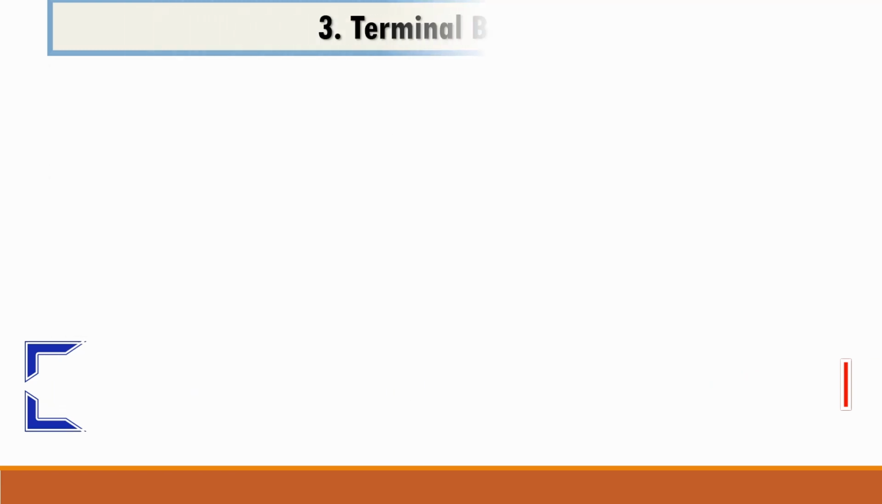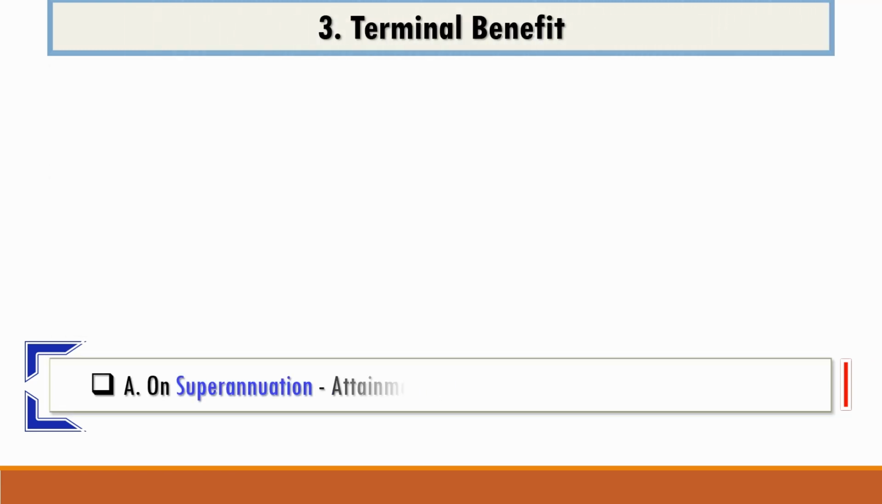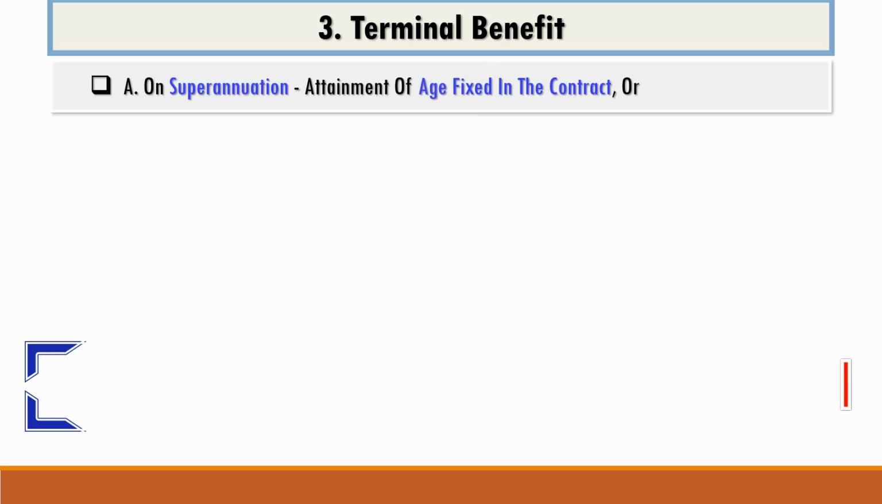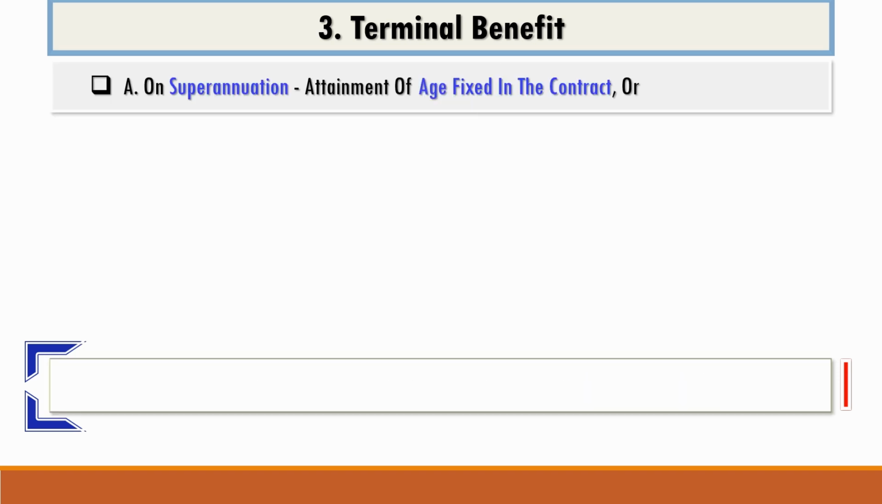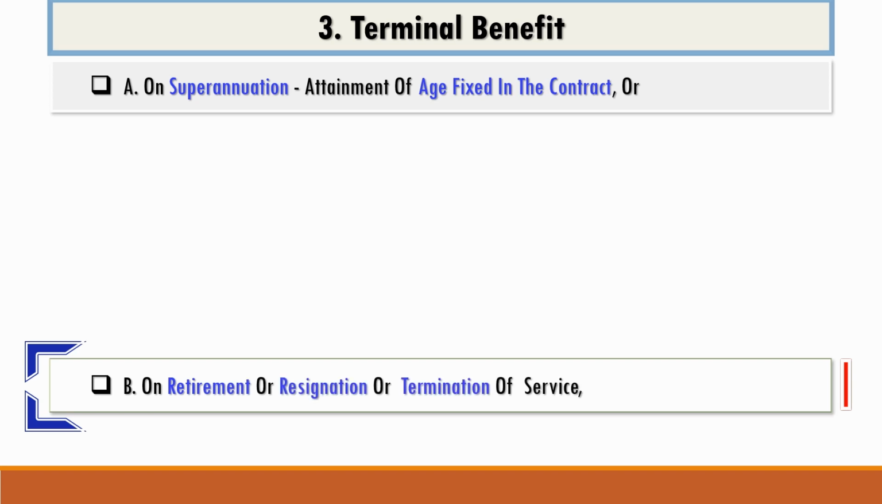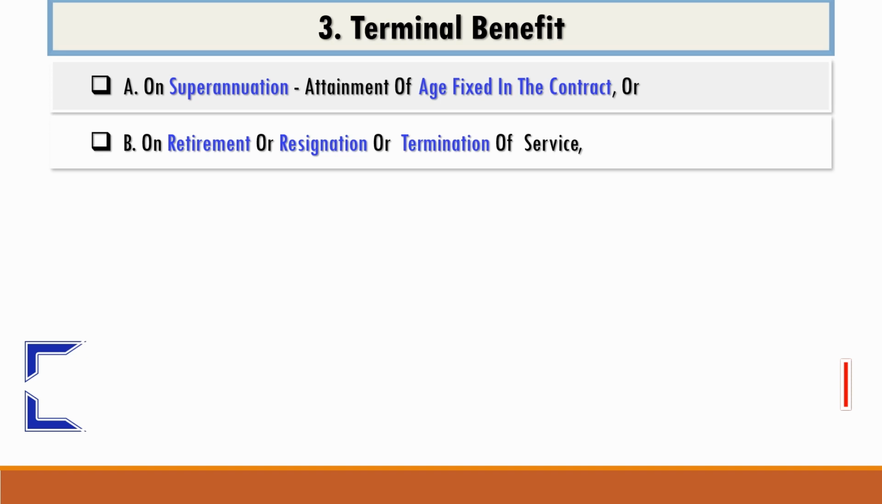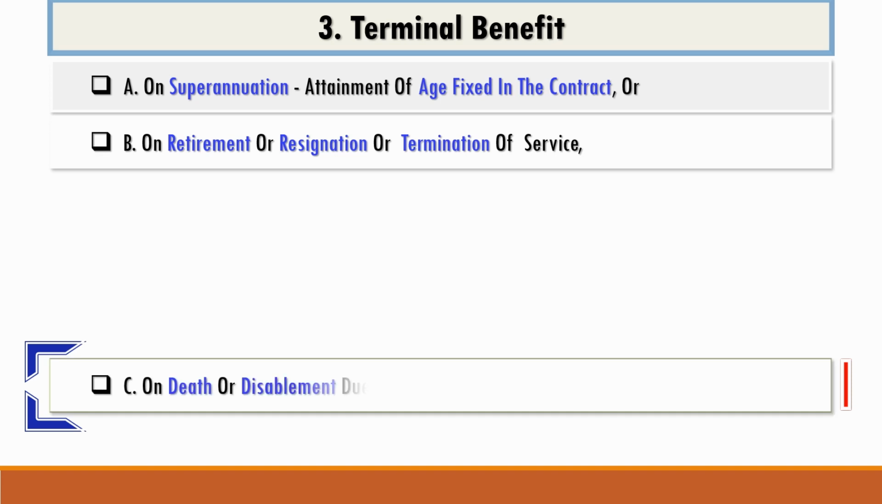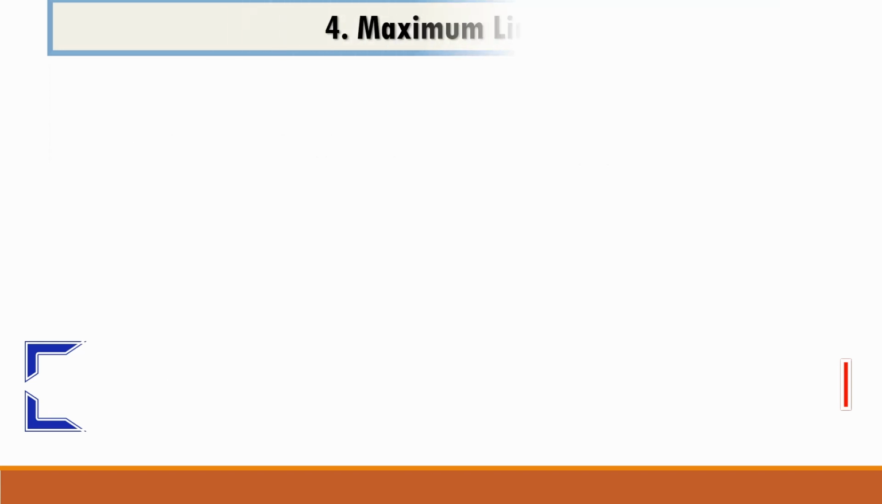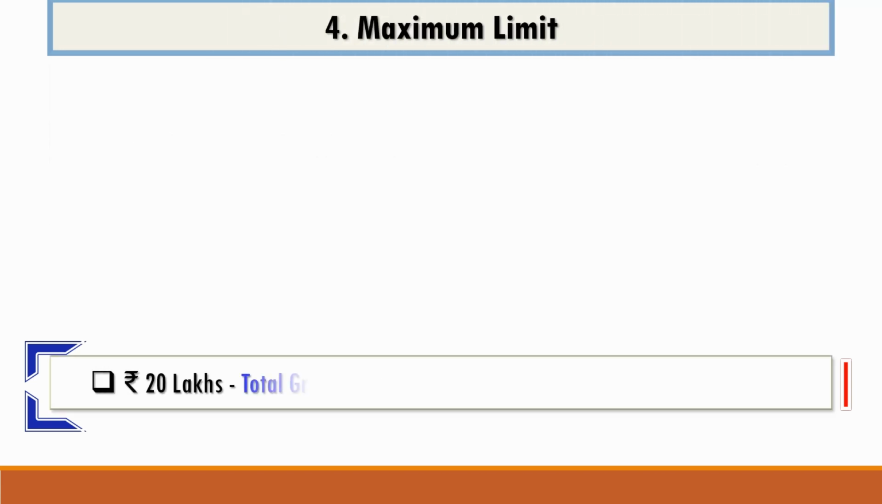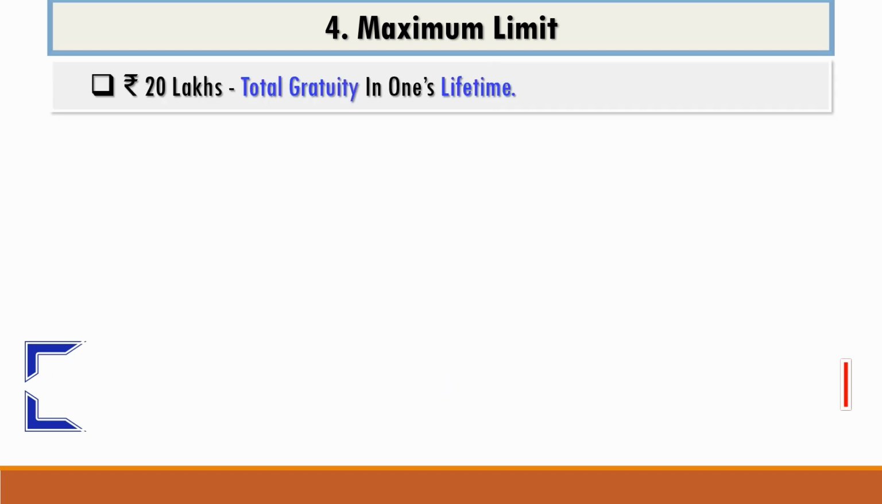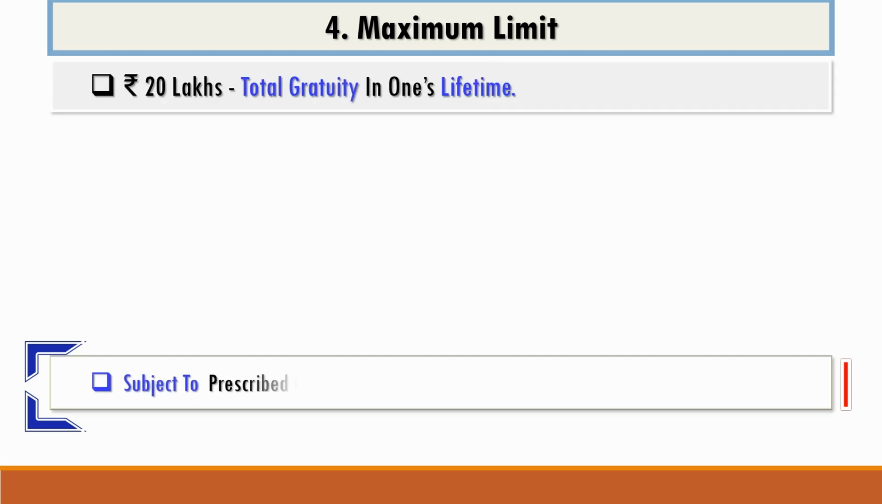lockout. Terminal benefit is payable on any of the 3 situations: on superannuation, that is attainment of age fixed in the contract, or on retirement, resignation, or termination of service, or in the event of death or disablement caused by accident or disease. Rupees 20 lakhs is the maximum limit for total gratuity in one's lifetime, and this is once again subject to the prescribed gratuity formula.